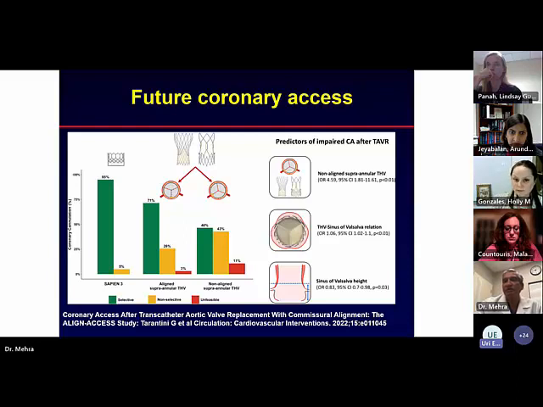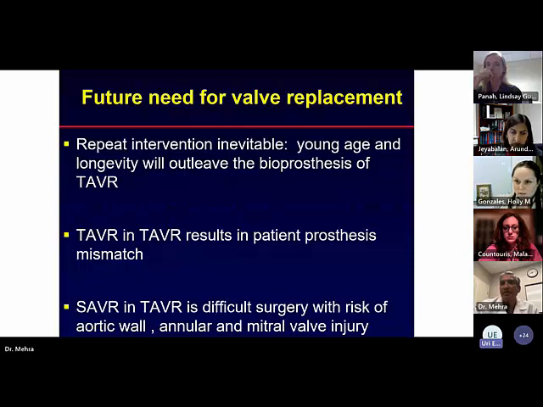So the Portico valve, the Navitor valve, the new valve, has better accessibility. So some of the newer self-expanding valves will be better in those circumstances, but one needs to consider the potential for future coronary access. The future need for valve replacement, repeat intervention, is inevitable because the younger age of the patient and the longevity will outlive the bioprosthesis of the TAVR. TAVR in TAVR is a prosthetic. One needs to consider the potential patient prosthetic mismatch.